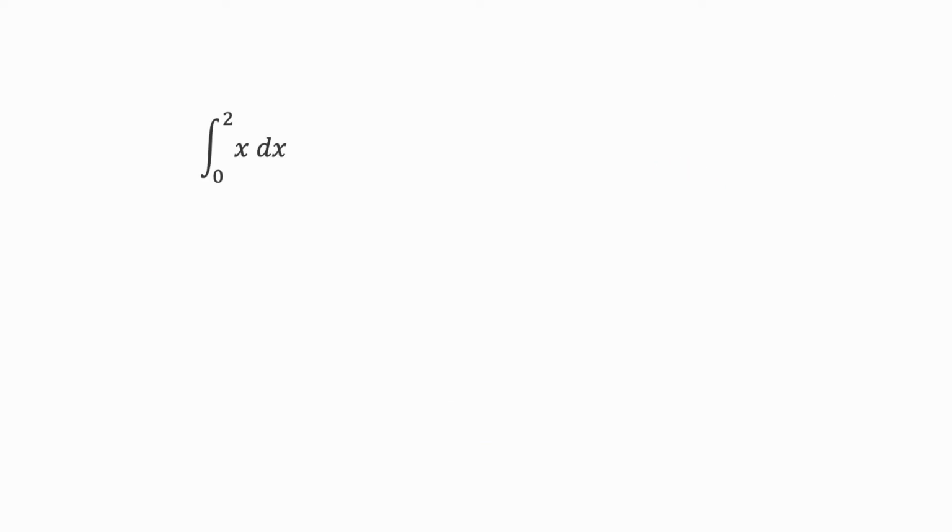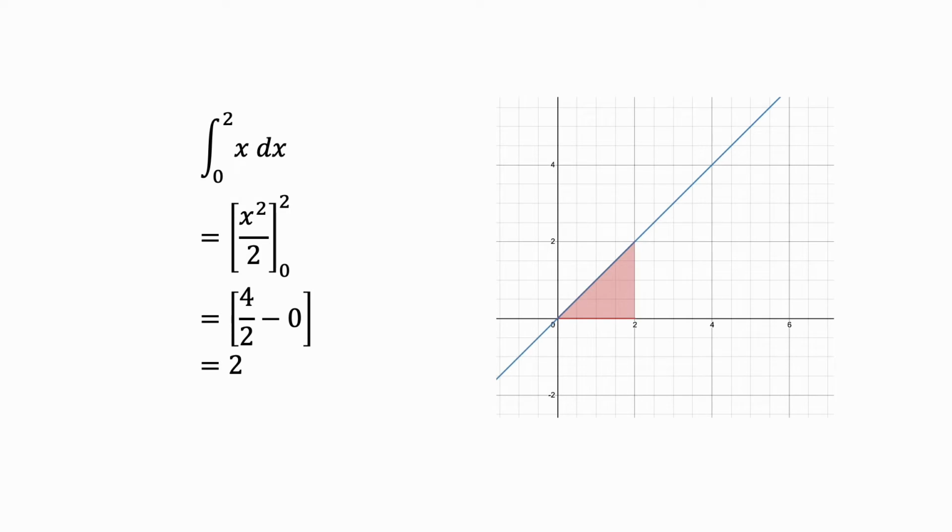Say we had this super basic integral, the integral of x between 0 and 2. If we evaluate this integral, you'll see that it ends up as 2. Now, we said earlier that this integral corresponds to the area under the graph y is equal to x. We can verify that this is true by finding the area of the triangle that is formed by this graph and the x bounds. And as you can see, the area ends up as 2 units squared as well.